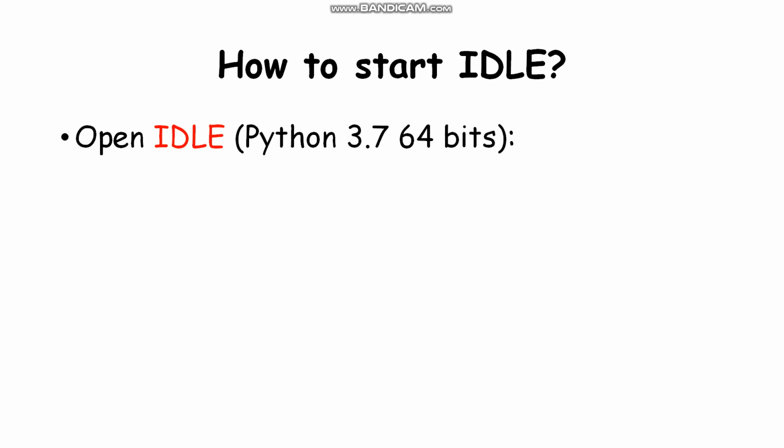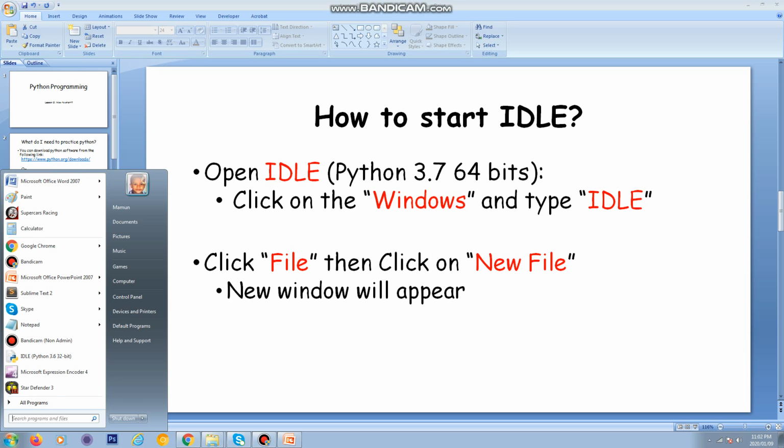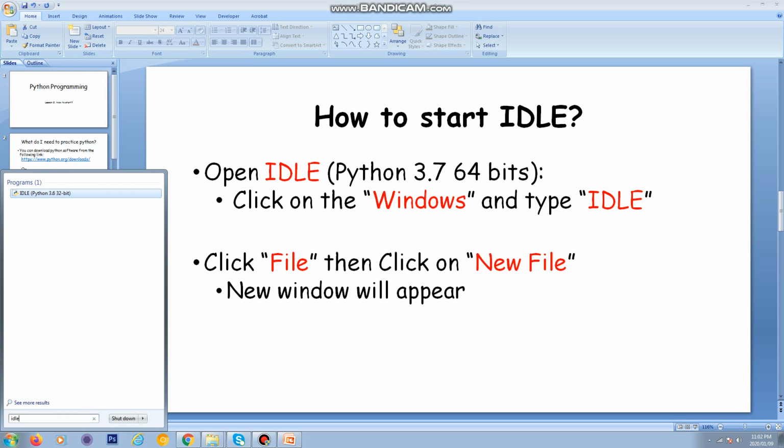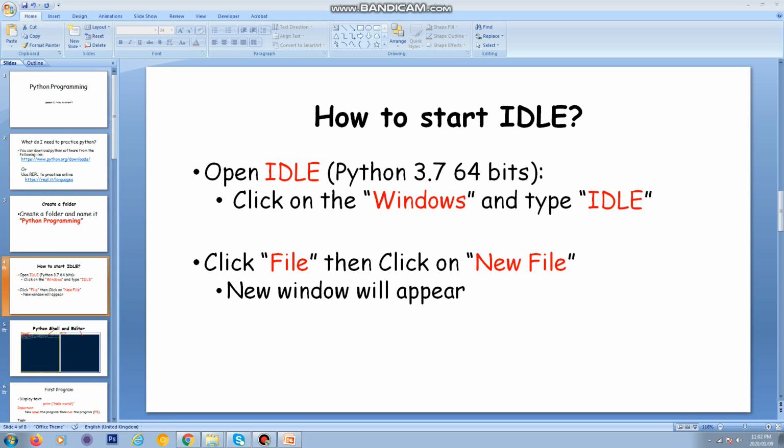The instruction is you're going to click on Start, then type IDLE. Click on the Windows button and then type IDLE. Then you'll see IDLE Python 3.6.2 or 3.7, whatever version you downloaded shows here. Then you're going to click here. When you click, it might take a little time to open IDLE.